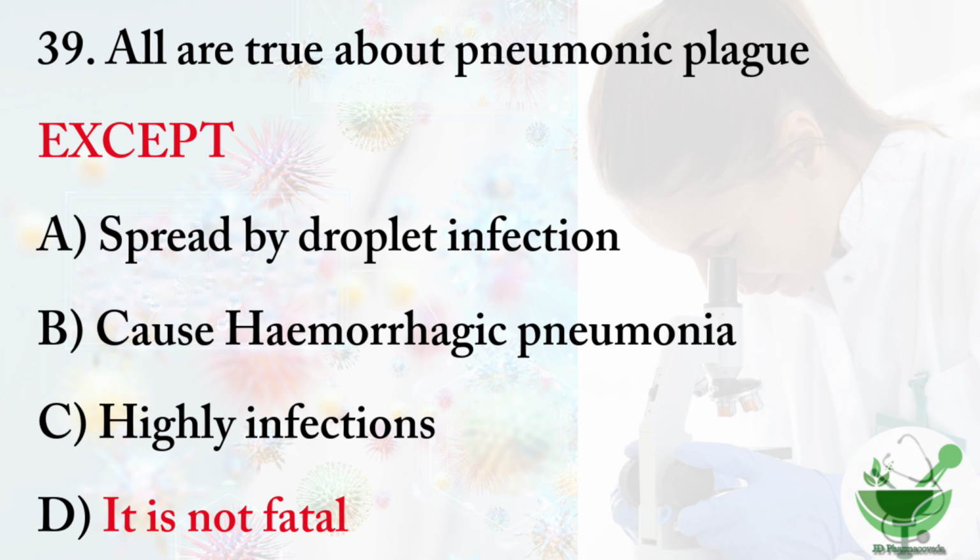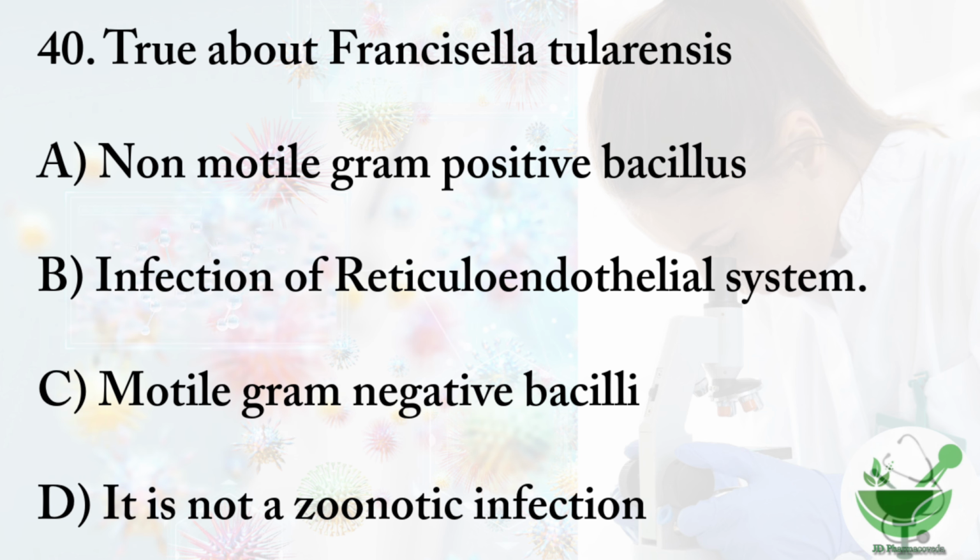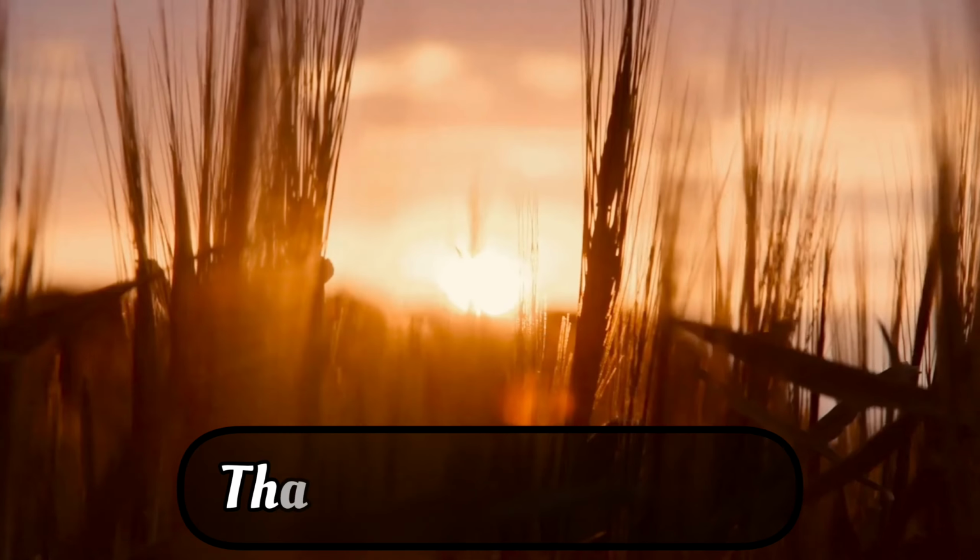Then question number 40, true about Francisella tularensis. The options are option A, non-motile gram positive bacillus, option B, infection of reticuloendothelial system, option C, motile gram negative bacilli, option D, it is not a zoonotic infection. So the right option is option B, infection of reticuloendothelial system.